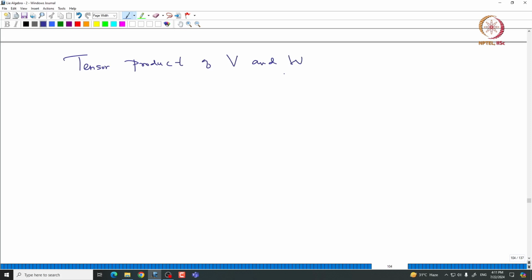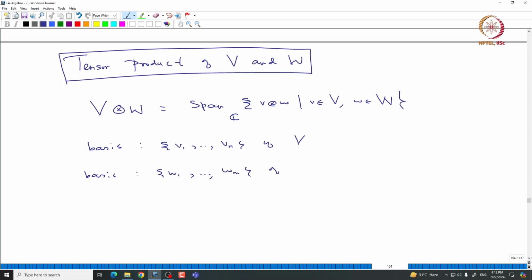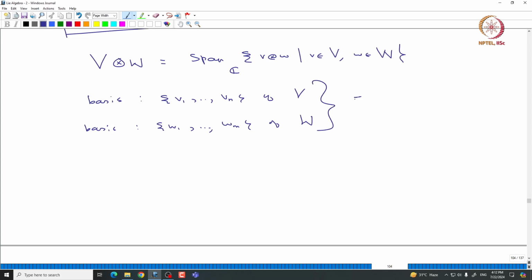As before, let us say V and W are given finite dimensional G modules. We want to construct the tensor product. The tensor product, as a space, is the span of all these simple tensors v tensor w, where v is in V and w is in W. Now if you have a basis of V, say v_1 through v_n, and another basis w_1 through w_m of W, then using these two bases one can construct the tensor basis v_i tensor w_j, where i runs over 1 to n and j runs over 1 to m. This will form a basis of V tensor W.